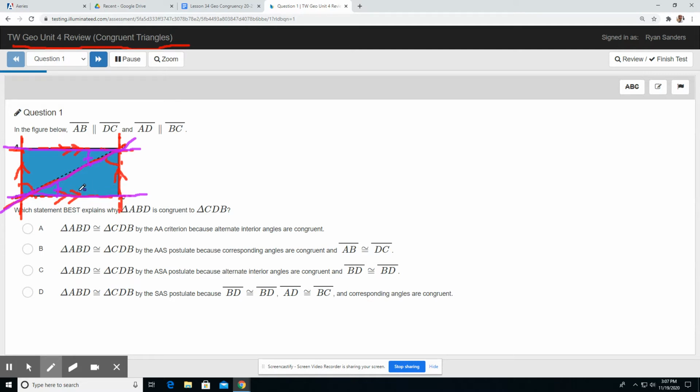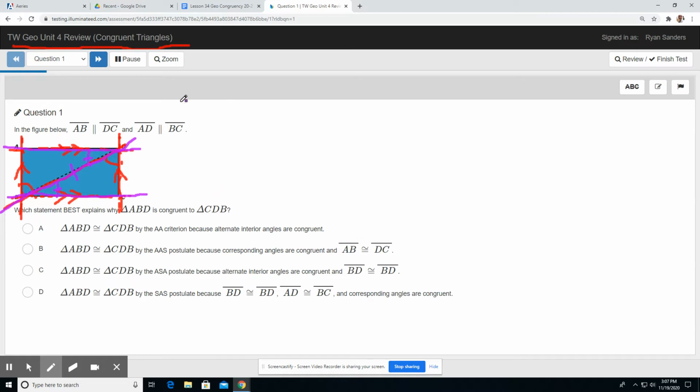Let's see if we have anything else. I think that's about it. And notice we're also sharing that side. That's a real common one. So that's our reflexive property. It's sharing that side right there. All right, so what does that mean?